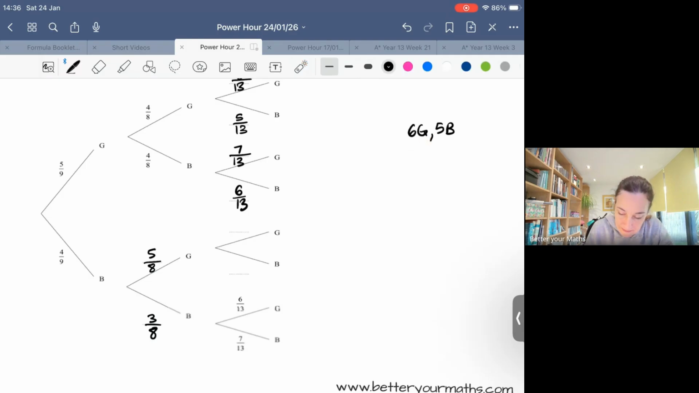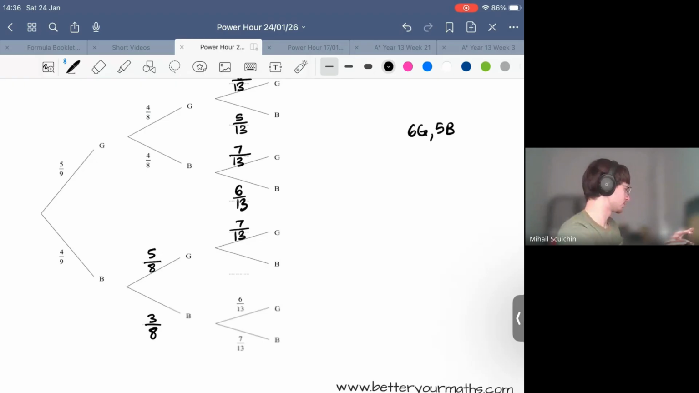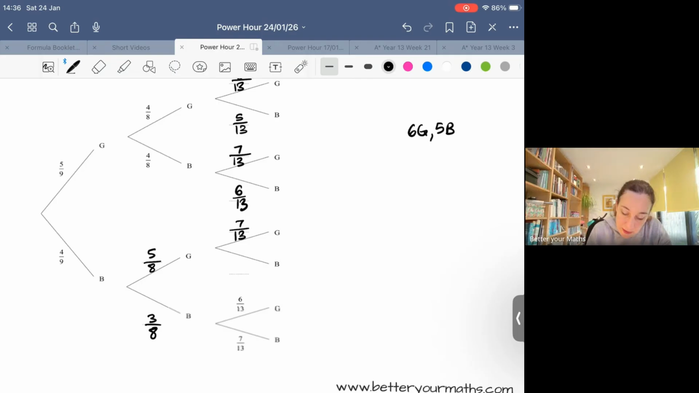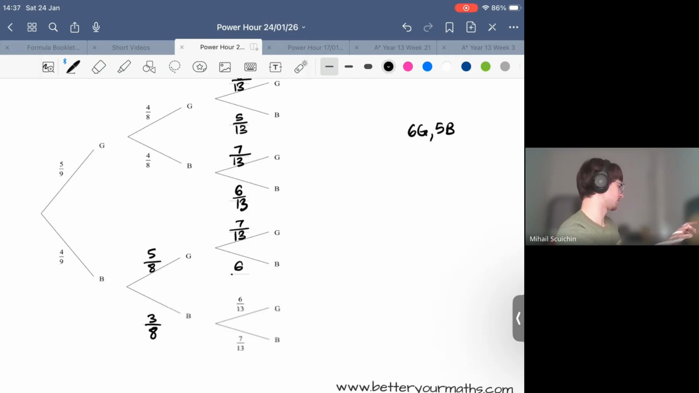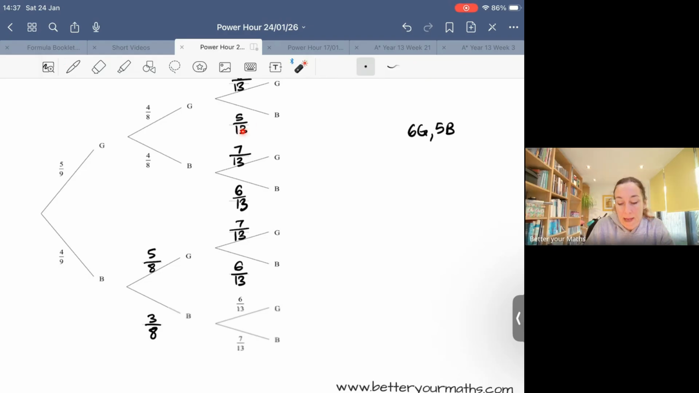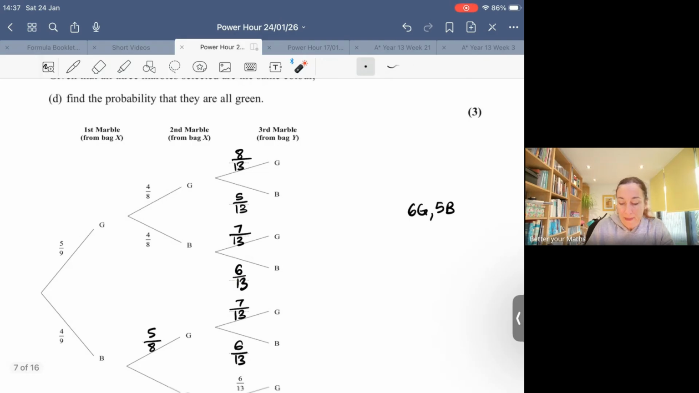Mihail, tell me. Miss, I just got a little bit lost. Where did you get the denominator of 13 from? The 13. For the probabilities we have 13. Because bag Y, so this is all in bag Y, originally had 6 plus 5, 11. But then you are getting one from X and putting it here, and one again from X and putting it here. So now you have 13 marbles. Does that make sense?